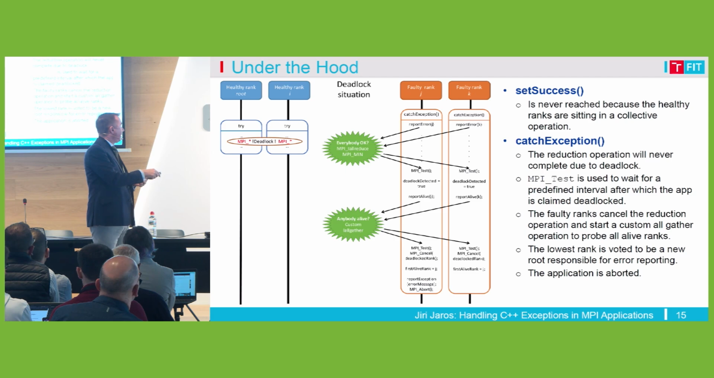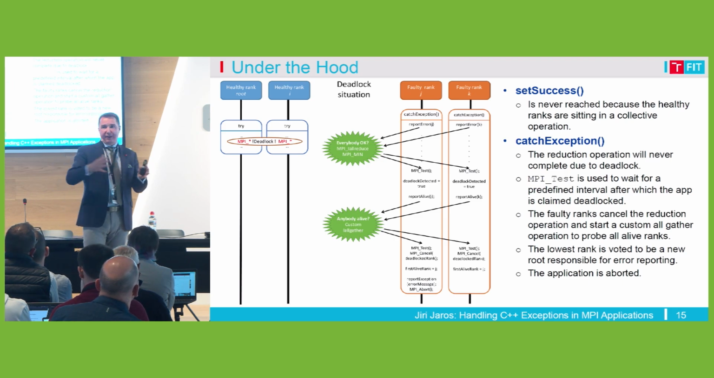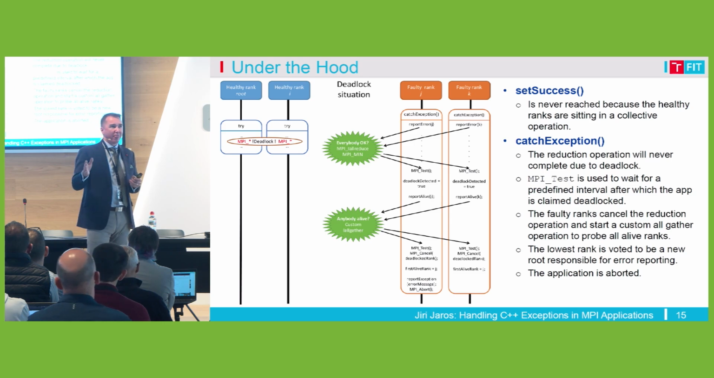So this is done in a custom, say, non-blocking all-together communication. It's as simple as every faulty but alive rank will send a message to all the partners in the communicator, and then just collect the answers. So the ranks that are not responsive will be declared as deadlocked, and I will get a list of ranks that are still responding.